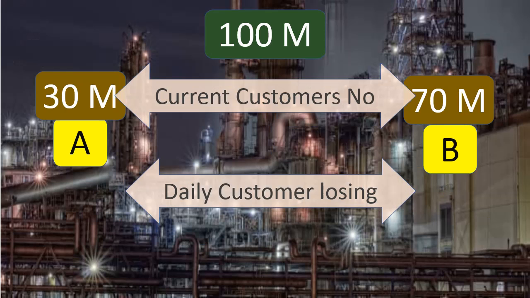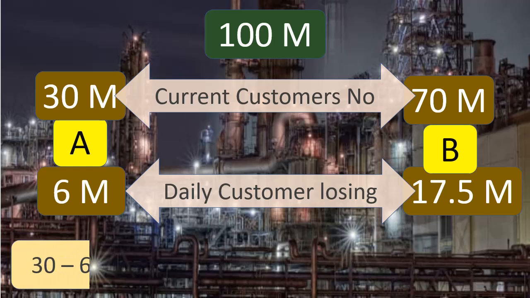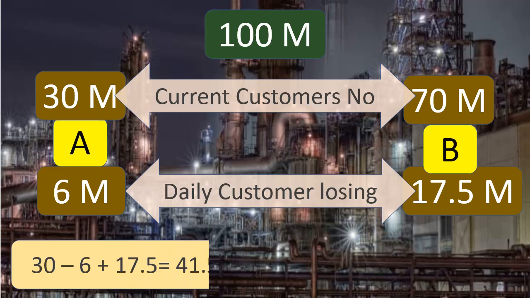The first solution to this problem is to look at the percentage of loss of each company, and we have the current market share, so we multiply each company's percentage of loss by its market share. So 20% of 30 million is 6 million, and 25% of 70 million is 17.5 million. So on the first day, company A will lose 6 million and gain 17.5 million from company B. So 30 minus 6 plus 17.5 equals 41.5 millions.